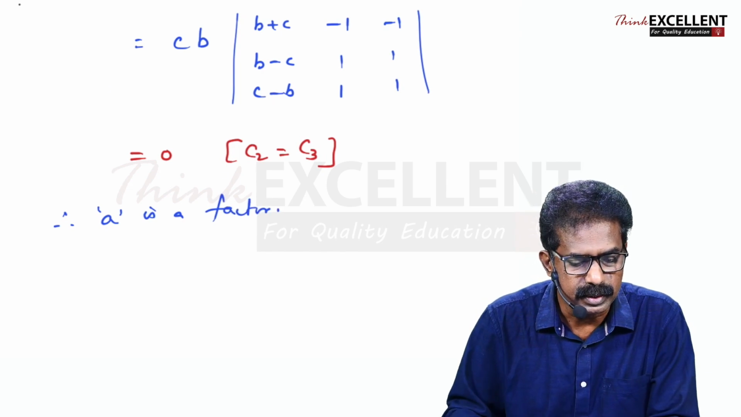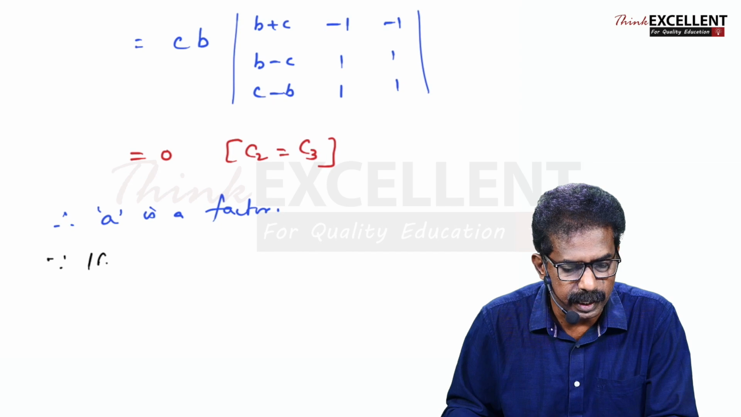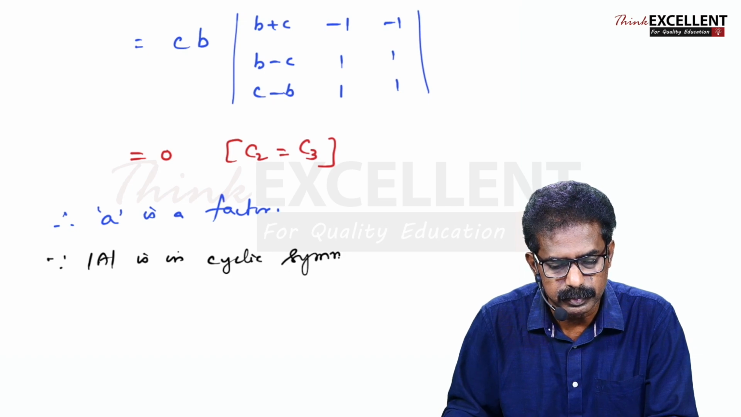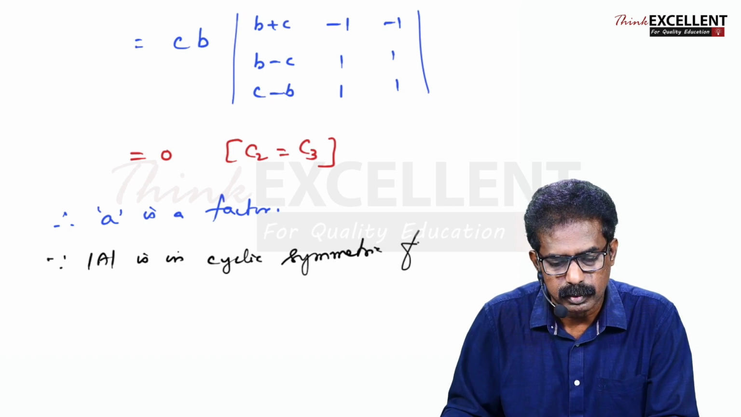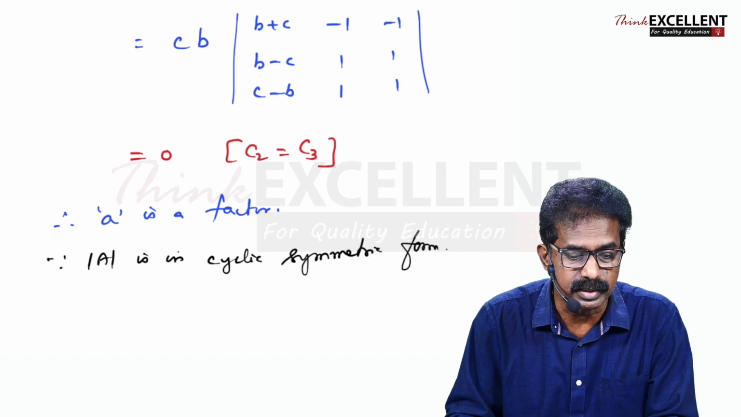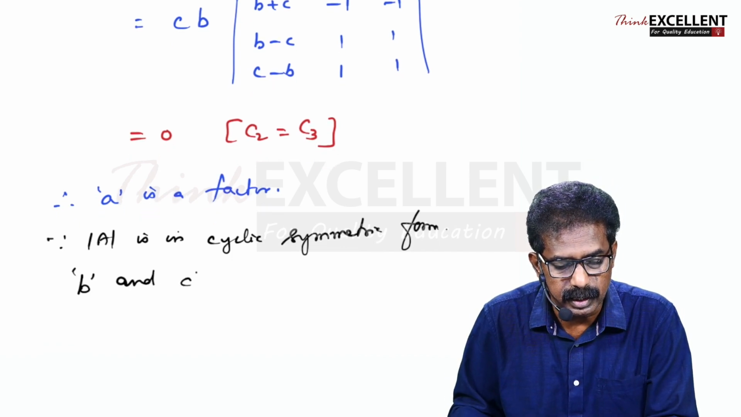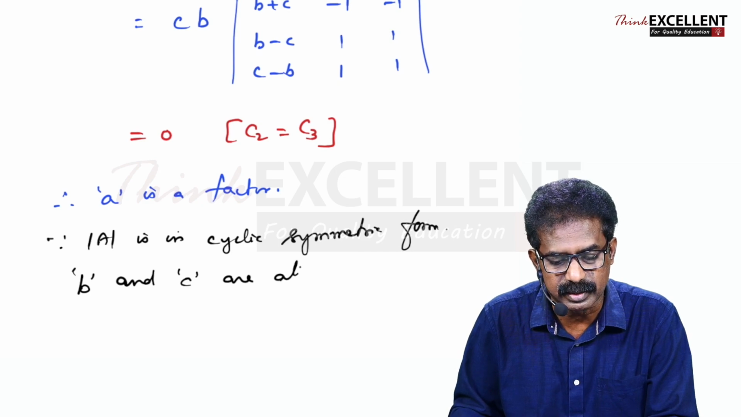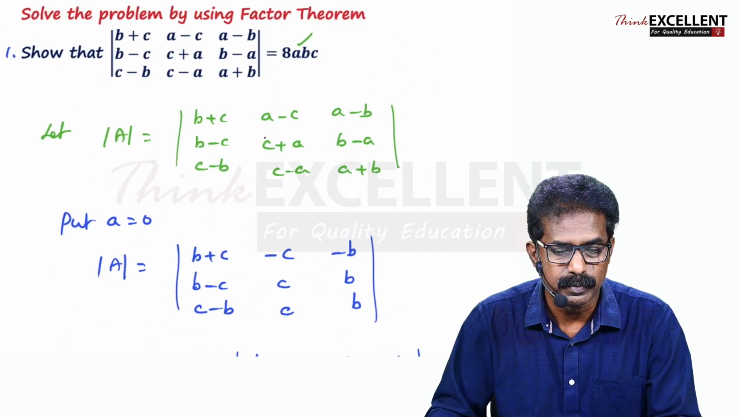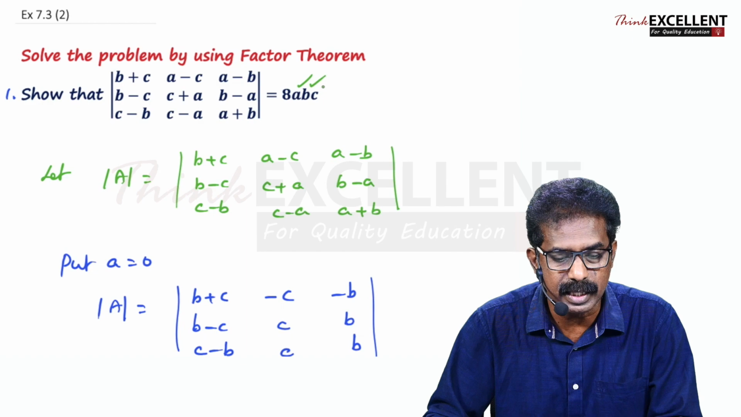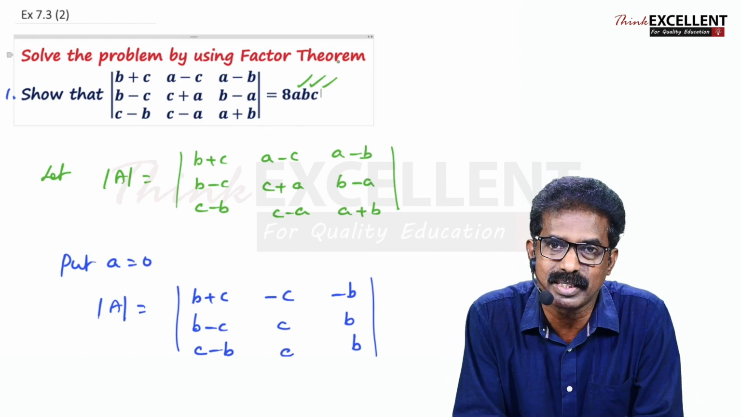Now you can say the reason: since the determinant is in cyclic symmetric form, you can say the other two factors, B and C, are also factors. So three factors, you got it? Listen, already we proved A is a factor. Similarly, you can say B and C are also factors. So three factors, you got it, right?